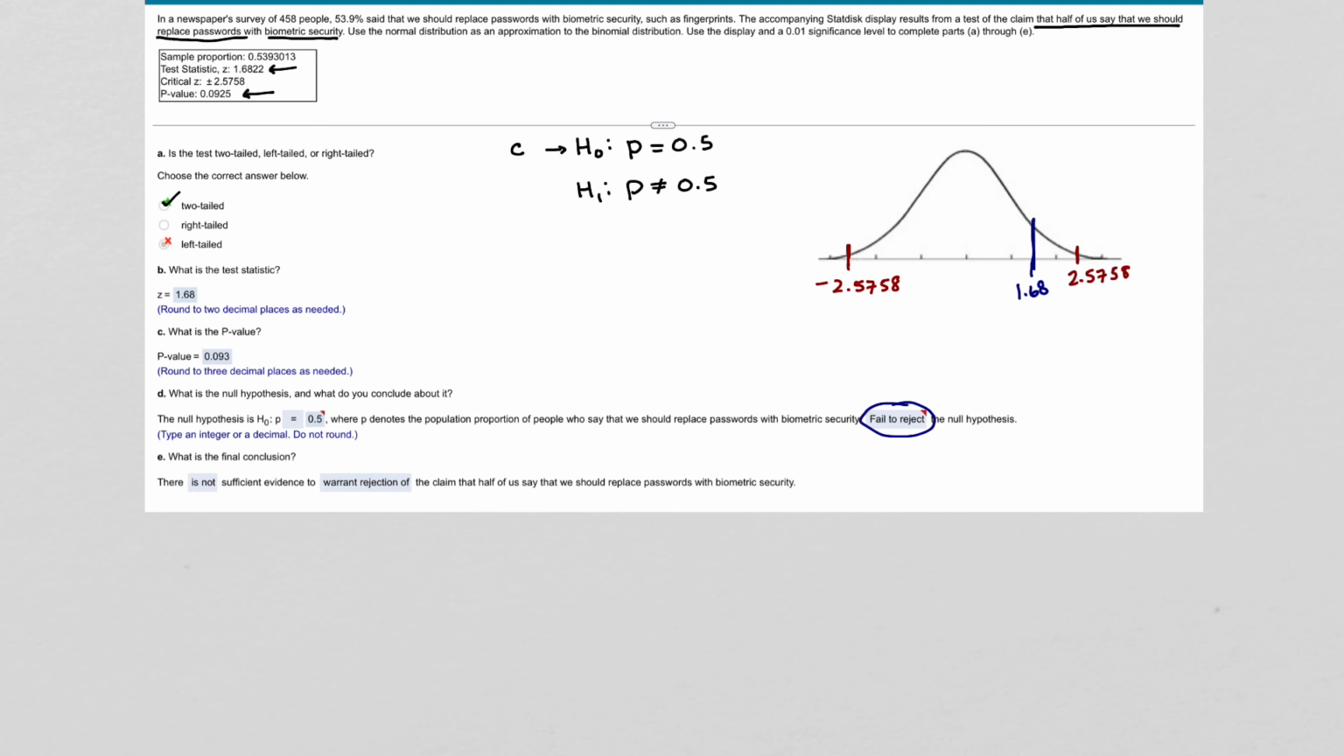So in my final conclusion, because my null hypothesis is the claim, and we did not reject it, when the null hypothesis is the claim, we're going to use the word reject in our conclusion. And we're going to say there is not sufficient evidence to warrant rejection of the claim. So that's how you do that problem.